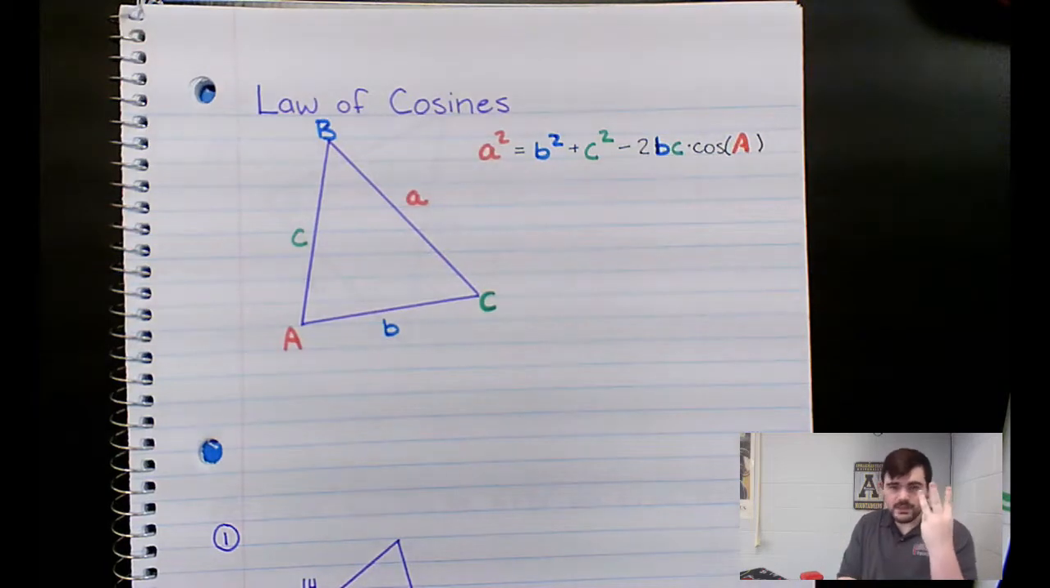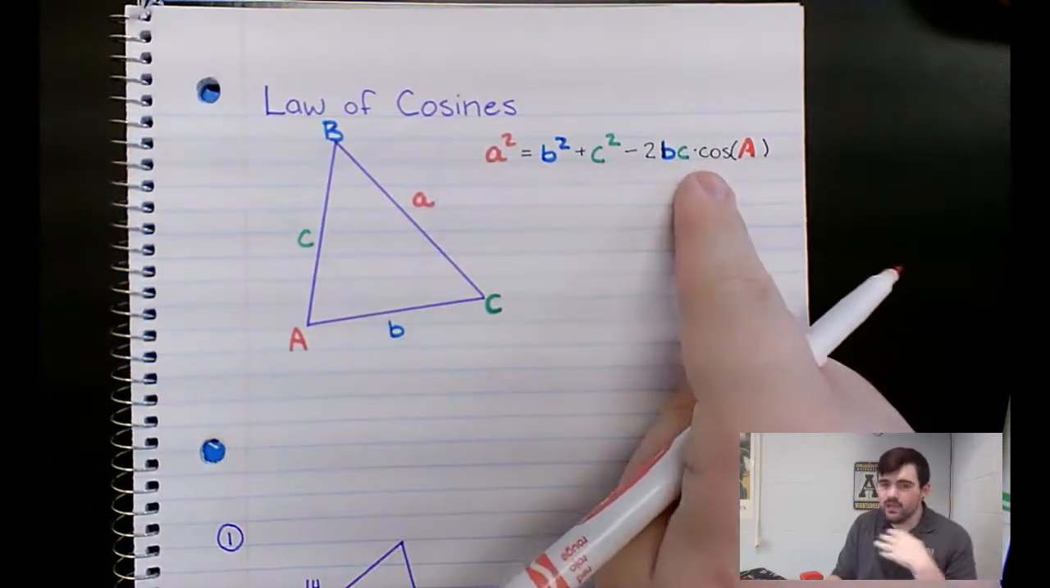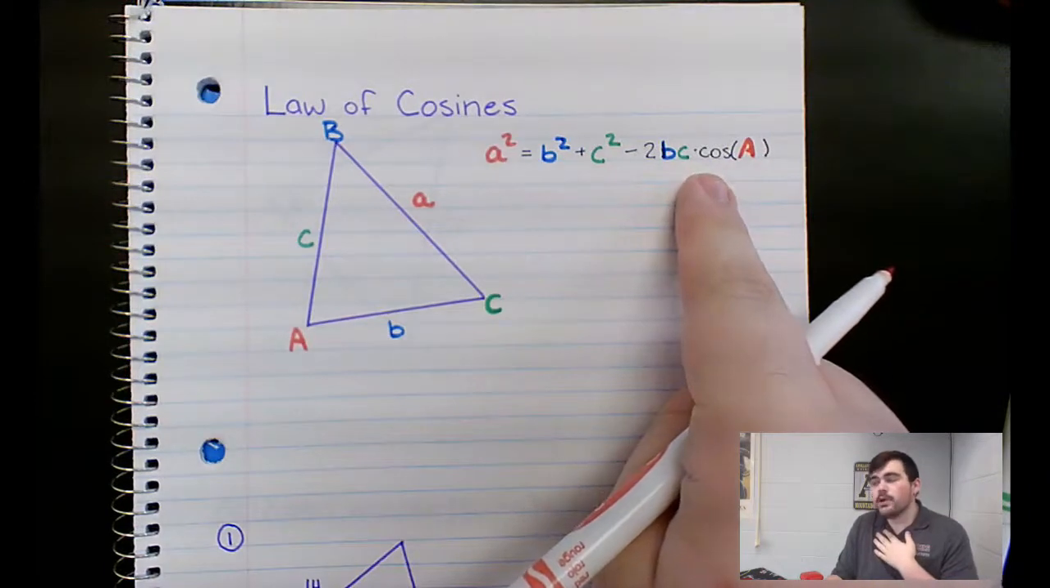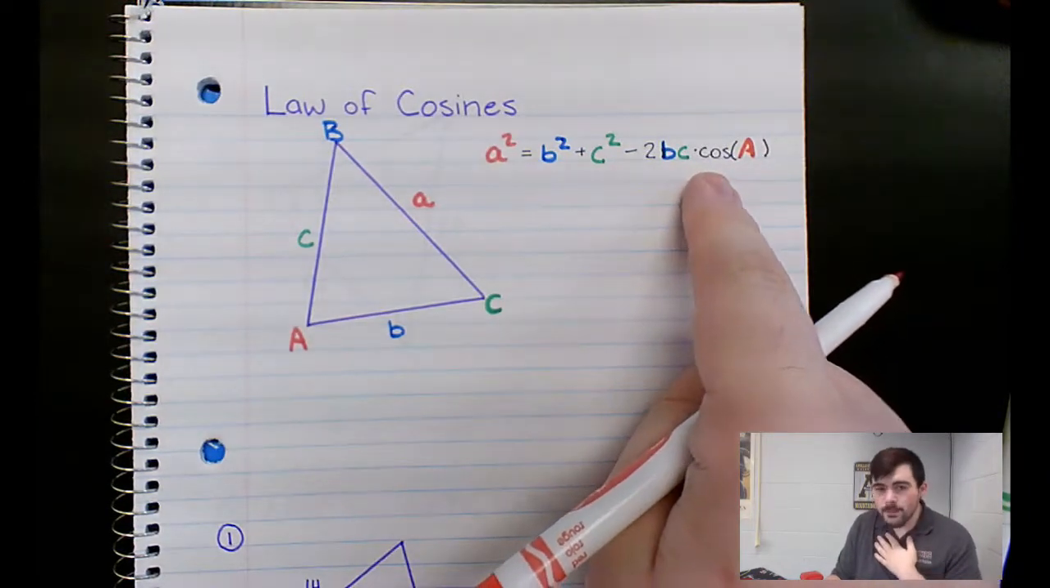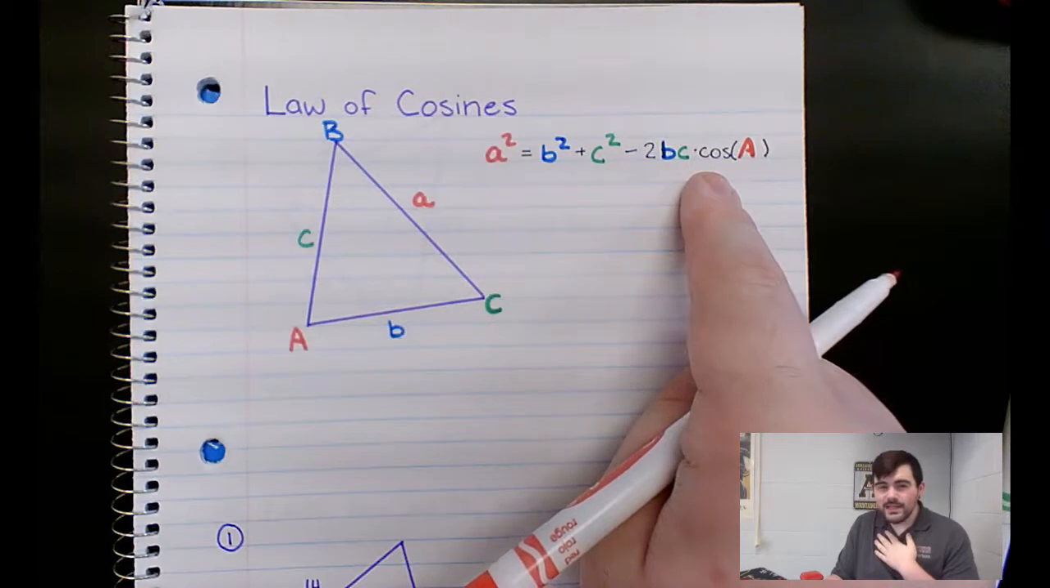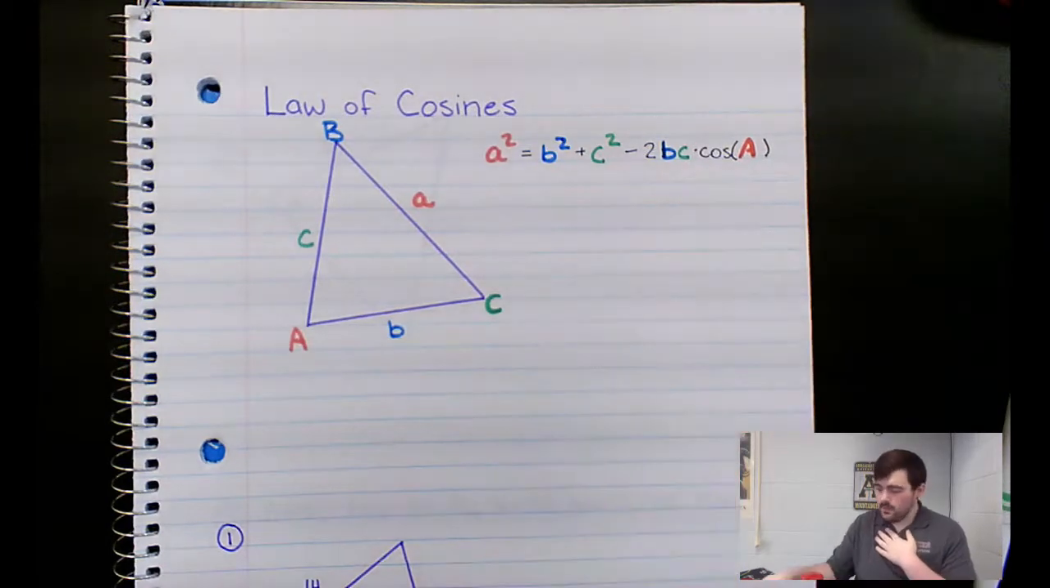Now, for some reason, a lot of the time whenever you learn about law of cosines, they give you three formulas. This is the only formula I feel like you need, but I want you to be prepared for the fact that most of the time you're going to see three different versions of the same thing.